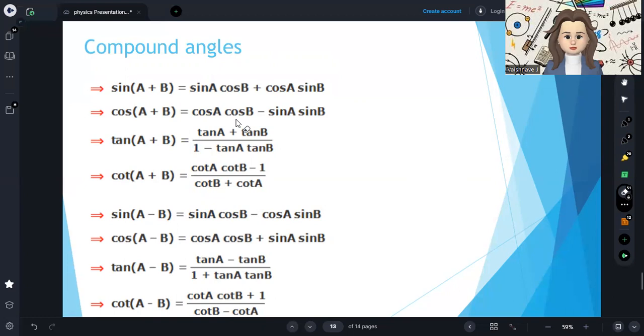So then we have cot. Cot A plus B is equal to cot A cot B minus 1 by cot B plus cot A. Cot A minus B is equal to cot A into cot B plus 1 by cot B minus cot A, see the signs. Then sin A minus B is equal to sin A cos B minus cos A sin B. Cos A minus B is equal to cos A cos B plus sin A sin B. Clear with the compound angles formulas? Remember, that's it.